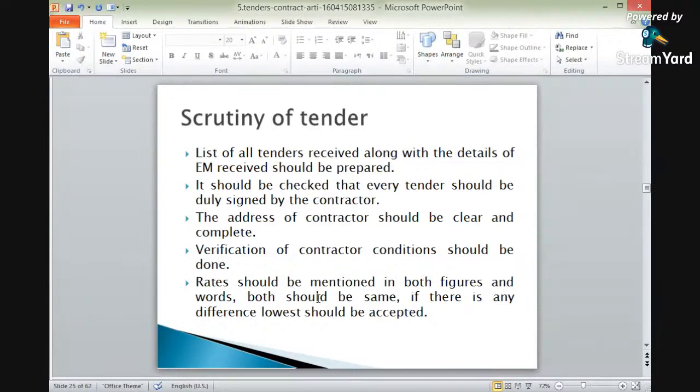Again, rates should be mentioned in both figures and words. Both should be made. If there is any difference, the lowest should be accepted. So the rates should be mentioned in words as well as in digits, and if there is any change between words and digits, the lowest will be taken care of. Okay, the lowest will be accepted.